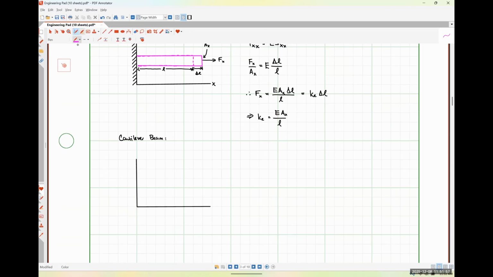Oh, and let's see, anchors over here, Z direction, X direction. So the dashed line represents my original system before I apply a force.